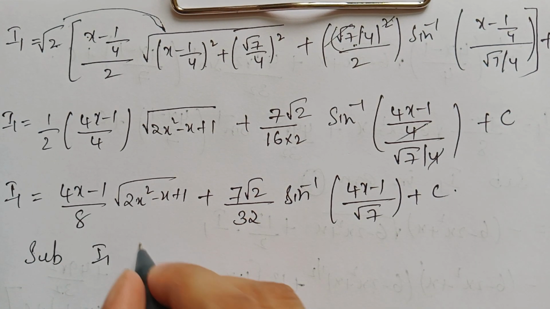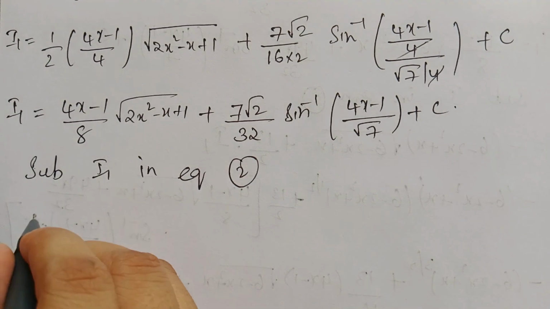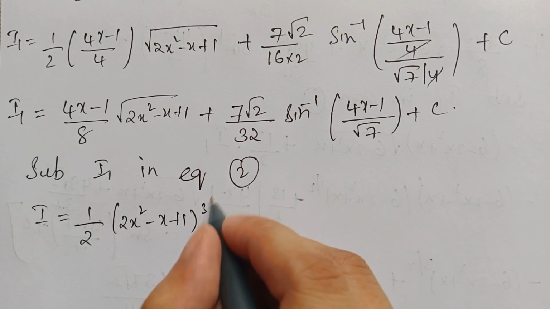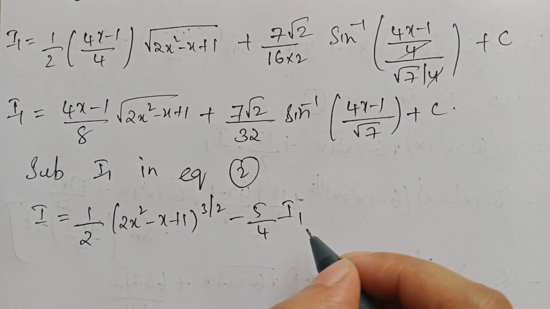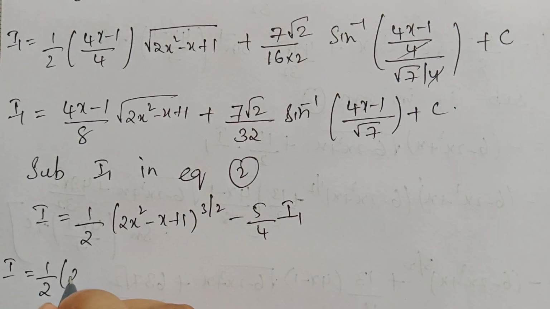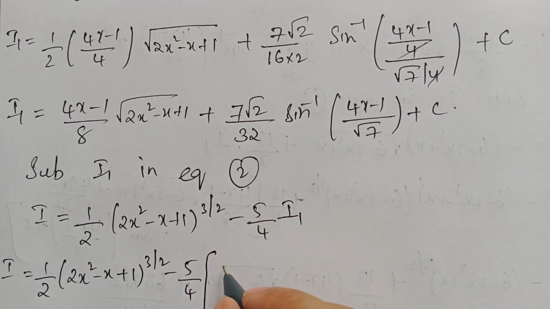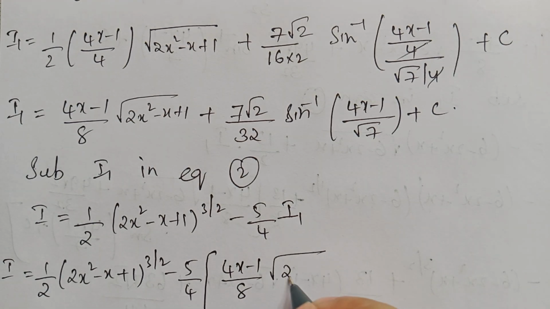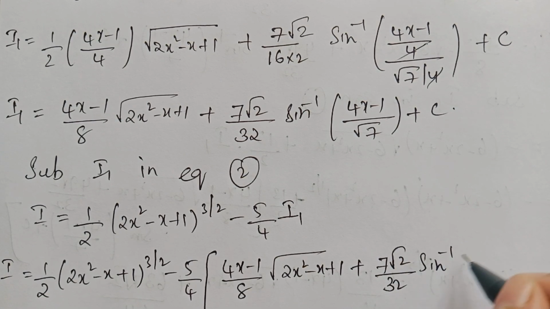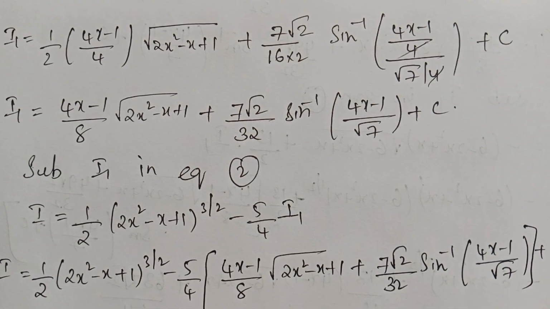Substitute I1 in equation 2. Okay, so our equation 2 is I equals 1 by 2 into 2x square minus x plus 1 power 1 by 2 minus 5 by 4 into I1, right? Substitute the I1 value here, so I is equal to 1 by 2 into 2x square minus x plus 1 whole power 3 by 2 minus 5 by 4 into 4x minus 1 by 8 into root of 2x square minus x plus 1 plus 7 root 2 by 32 sine inverse 4x minus 1 by root 7 plus c. So this is our final answer.